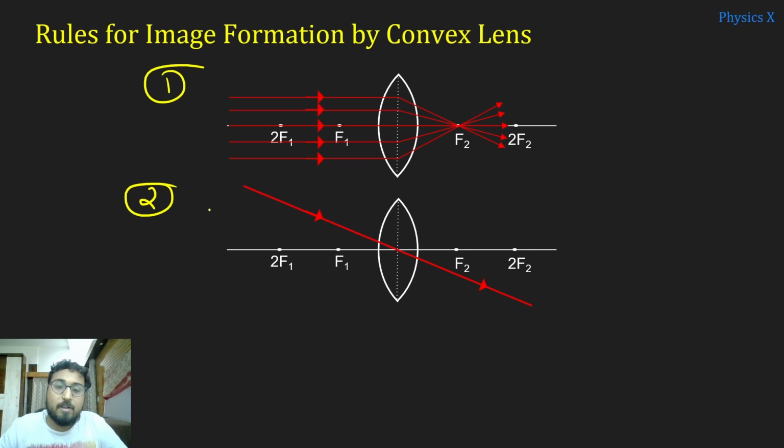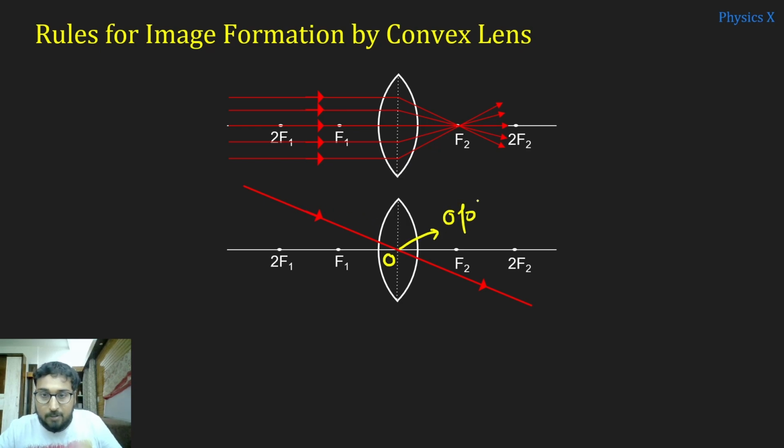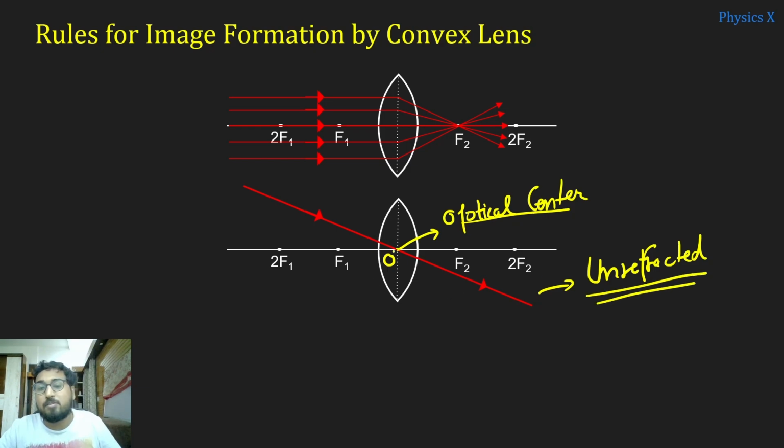Now you can see that, like at the center of curvature of a concave or convex mirror, if a ray of light is passing through the center of curvature, it retraces back like this. If this is your incident ray, it will retrace back. So what is happening here? This is the optical center. So the rule is that if any incident ray passes through this optical center, it will go unrefracted. That is, it will pass straight away through this lens.